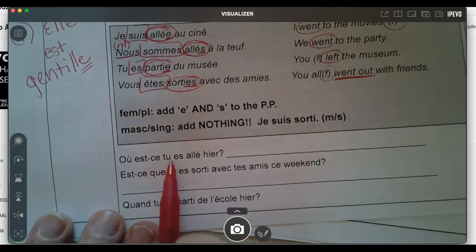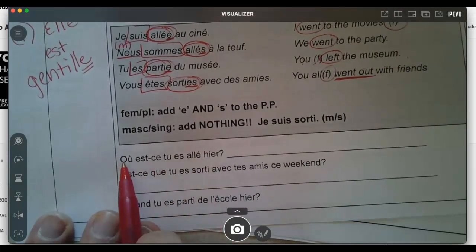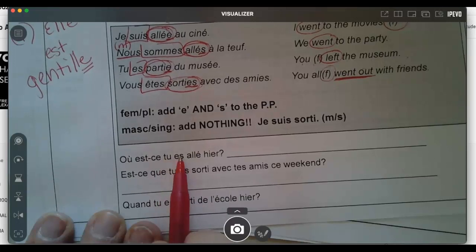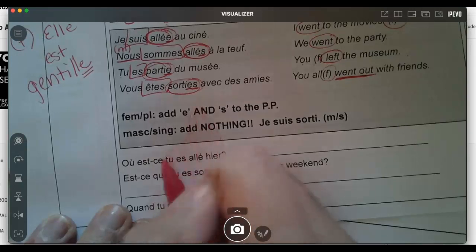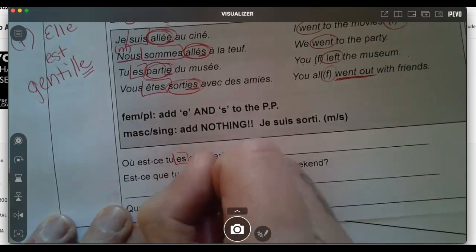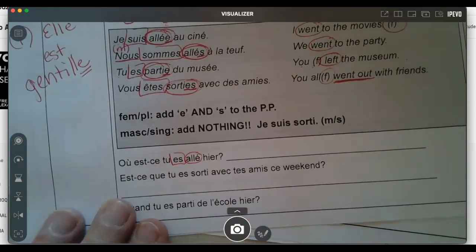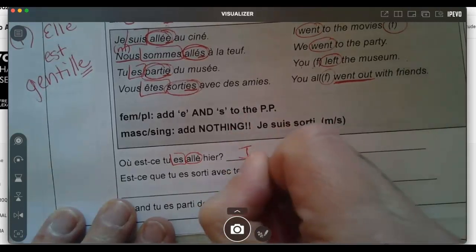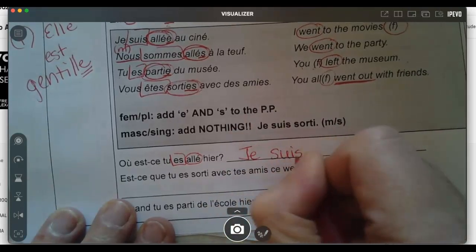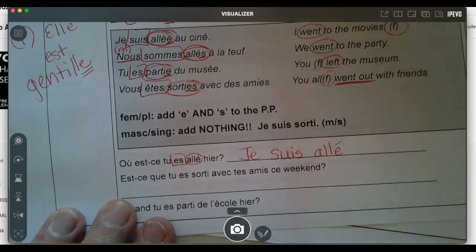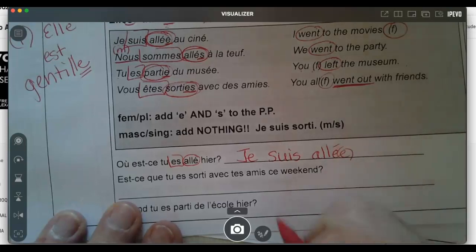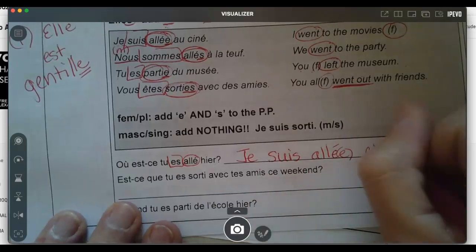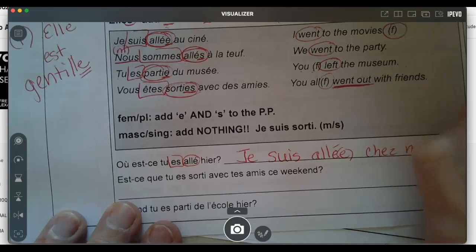So, let's do this. Où est-ce que tu es allé hier? Where did you go yesterday? Here's our helping verb. Here's our past participle. Where did you go? So, I would say, je suis allée. And I'm a she, her, so I'm going to add an E, right? But you figure out for yourself. Je suis allé chez moi. I just went to my house.